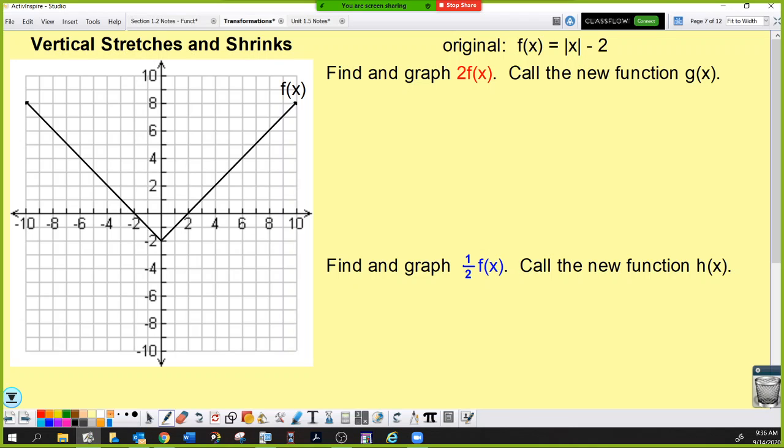It says put a 2 in front of your f of x. Now, in mathematics, anytime you stick a number in front of something, what you're being told to do is multiply. So you've been told to multiply the left side of the equation by 2. And we all know our algebra skills by now. If you multiply the left side by 2, you better multiply that right side by 2.